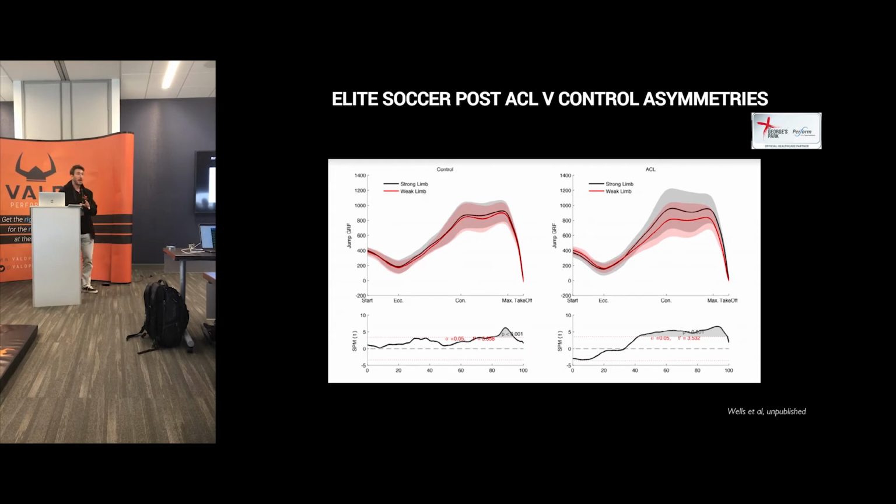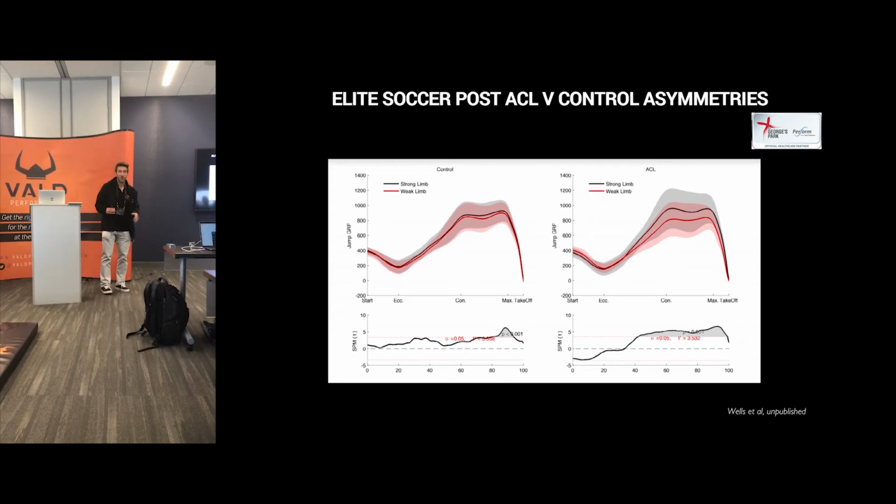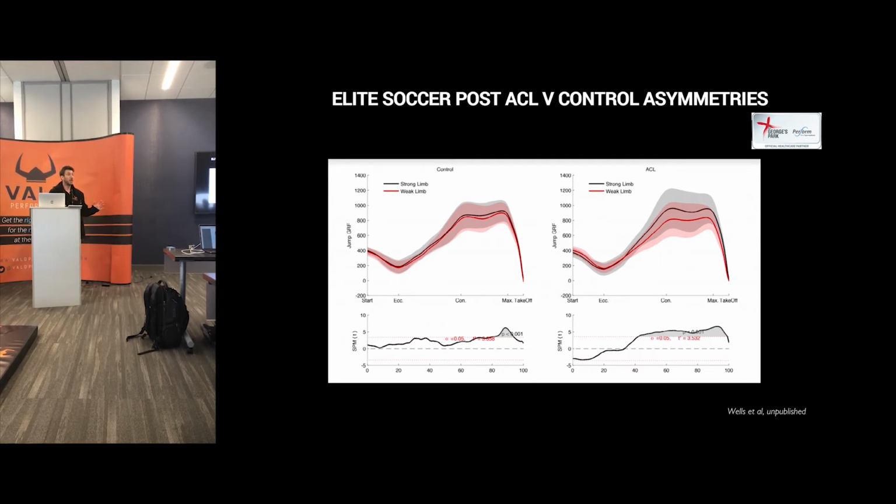And the reason we did that is because of the classic thing. You go into a soccer club and you start talking about asymmetries and you see the eyes glaze over and the physio says, well, they're asymmetrical, it's an asymmetrical sport, go away.